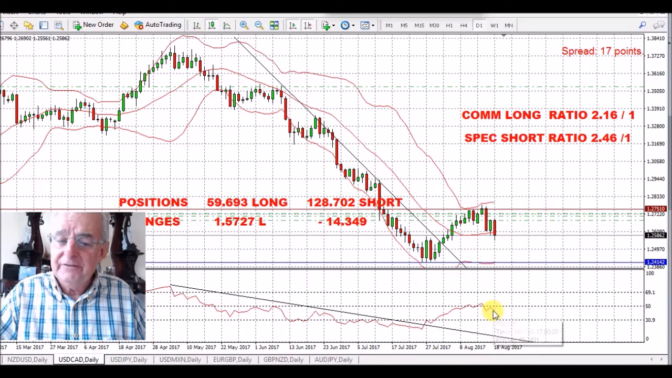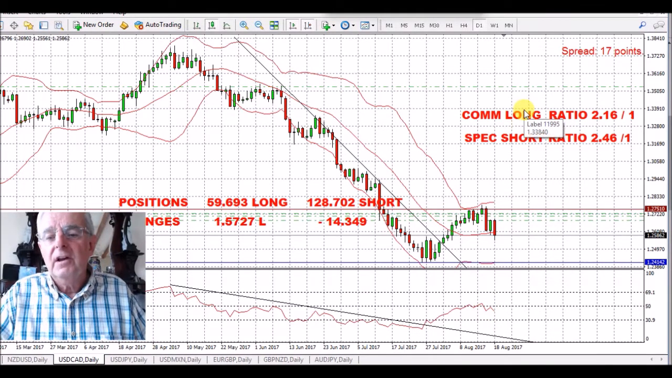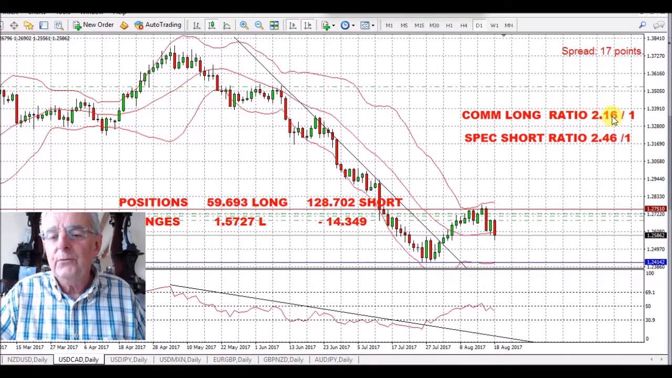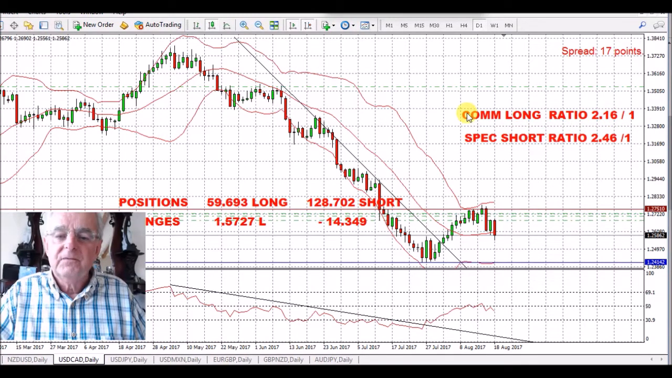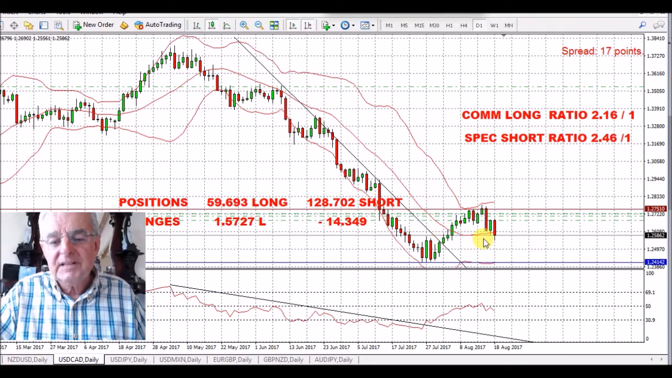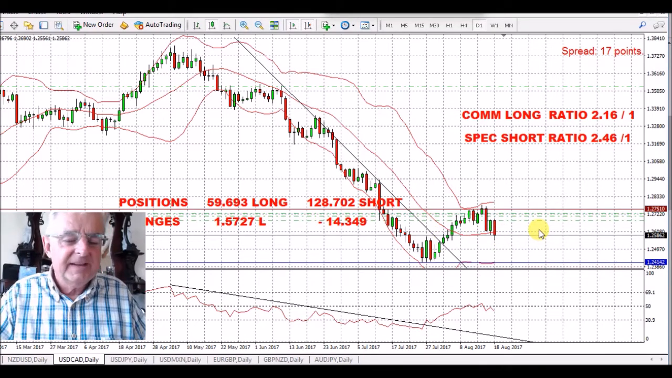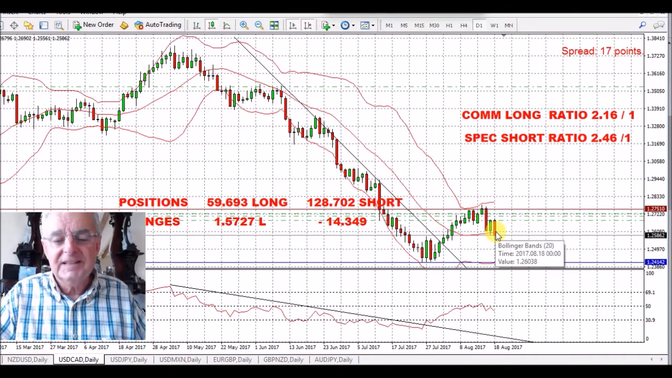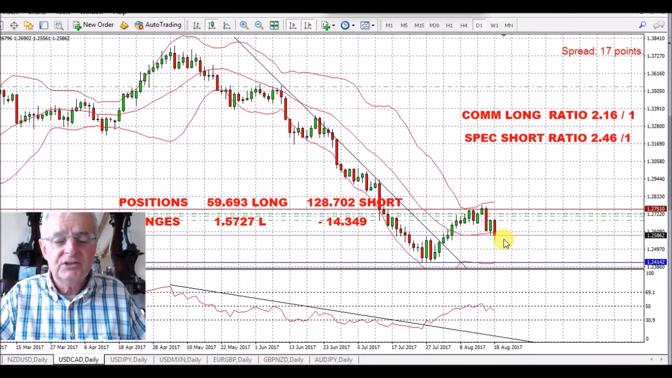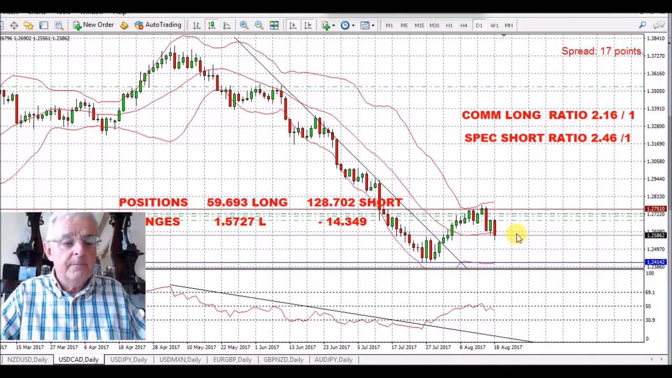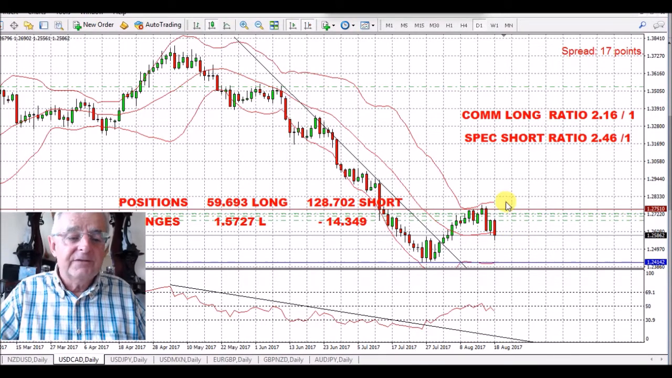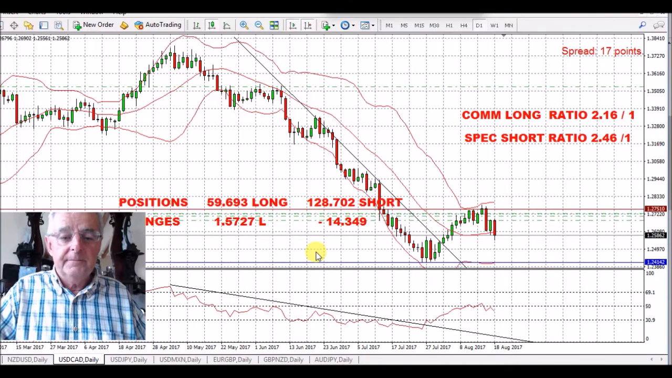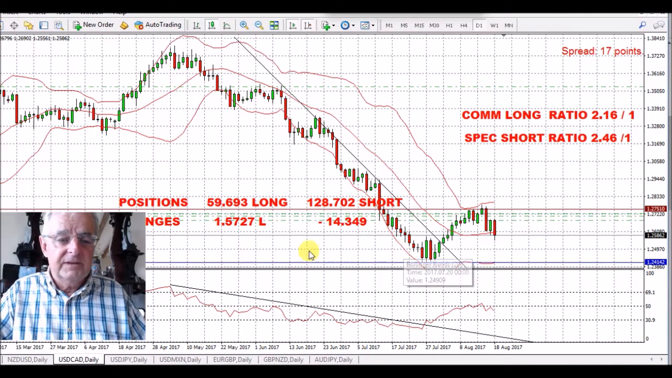We are just below the 50 on the RSI. The commercials have a long ratio of 2.16 to 1. So we're expecting this just to pop back up, and actually from where it is, if it's down this far by Tuesday, I'm expecting more commercial buying of this pair. So that's how we're looking for this.